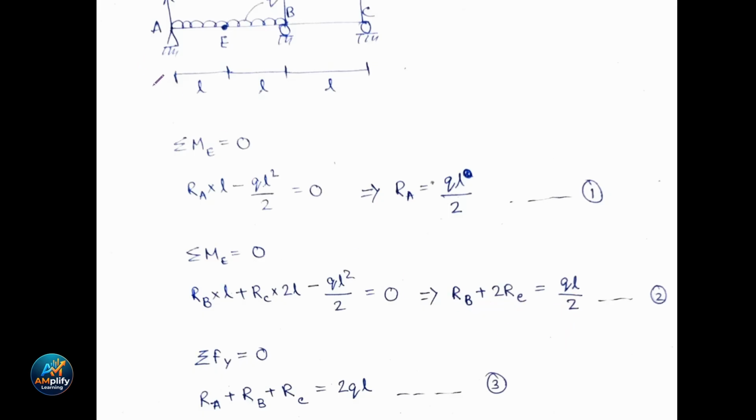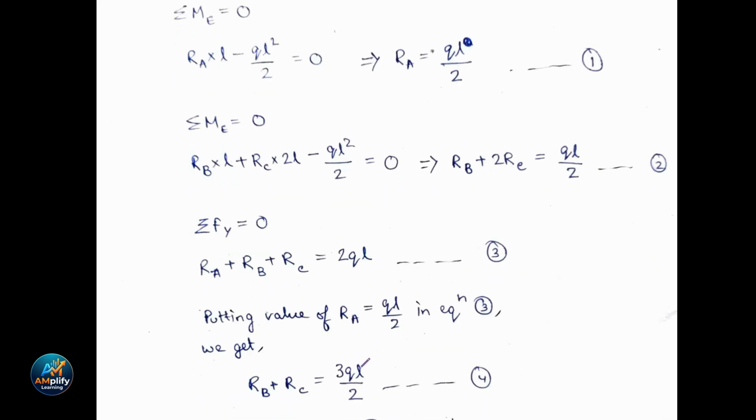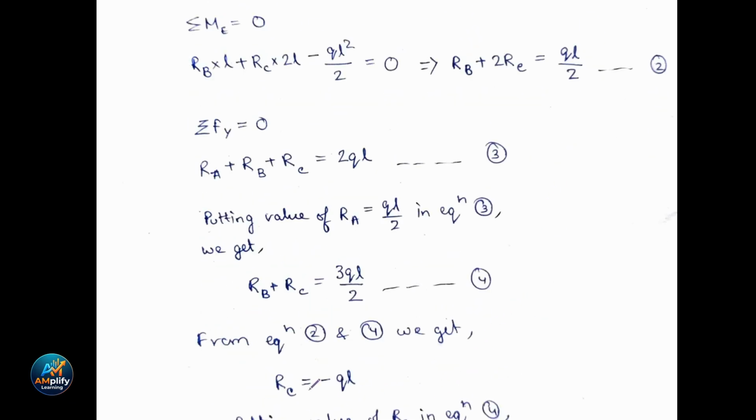Now obviously the total vertical forces would be 0. So RA plus RB plus RC is equal to 2QL. Now we put the value of RA, we know QL by 2, we get RB plus RC equal to 3QL by 2. Now we have two equations which have RB and RC. So two unknowns, two equations. We use that to solve them.